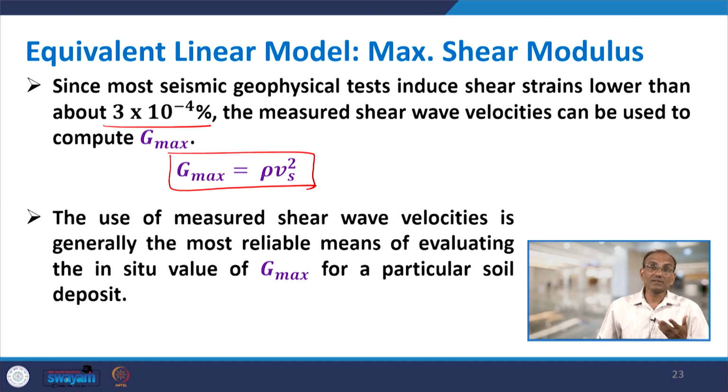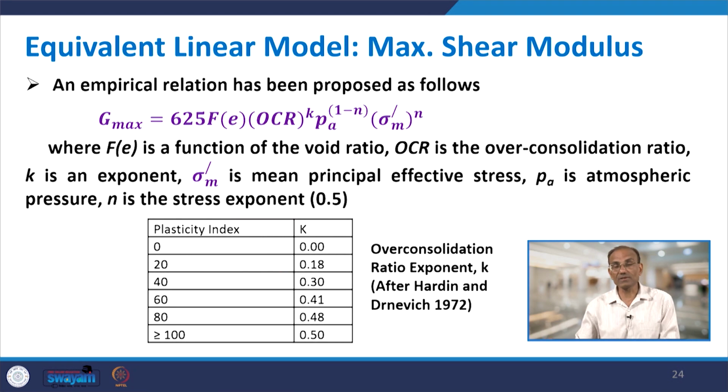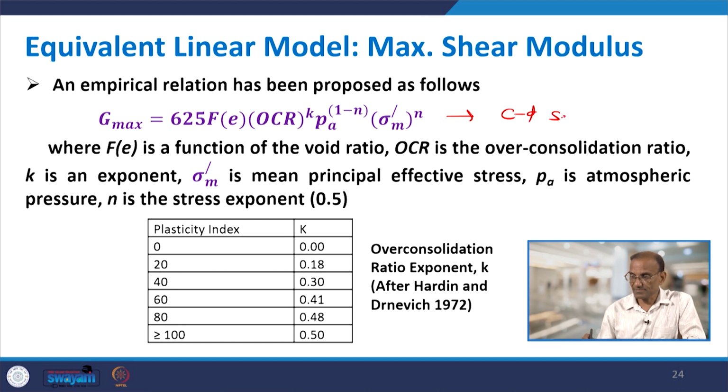But sometimes you may not have the test data, for example geophysical test data. The use of measured shear velocity is generally the most reliable means of evaluating the value of G max for a particular soil deposit. But suppose you do not have the data from the field, then we can also use what we call an empirical relation. One such relation given here is G max equals 625 F(e) OCR to the power k, Pa sigma m to the power 0.5. This is given by Hardin and Drnevich, and this is the most popular relationship, and it is okay for both sand and clay. So this is for all soils, not only for sand.